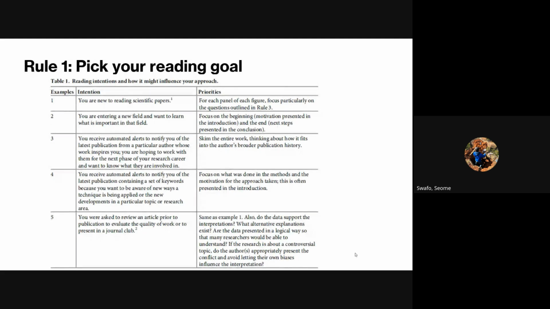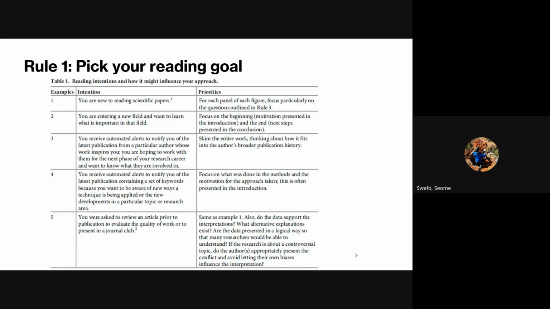Maybe you are on the internet. Google normally does that, where you just see that there are papers coming from other fields. But when you see those articles which are not related to what you are doing, you just have to skim the entire work, and then you think about how it fits into the author's broader publication history.